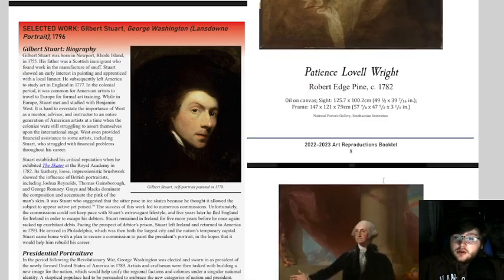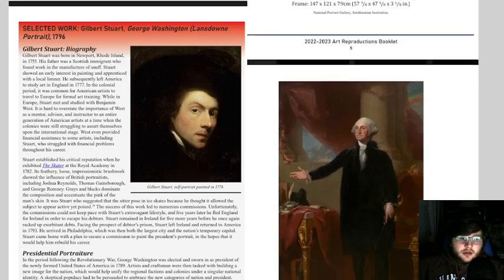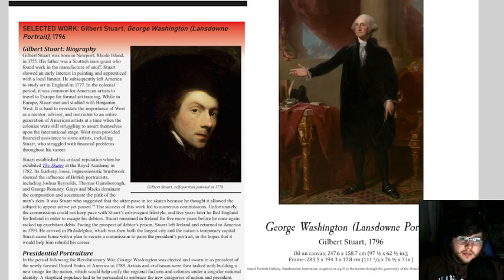Selected work: Gilbert Stuart, George Washington, Lansdowne portrait. Gilbert Stuart biography. Gilbert Stuart was born in Newport, Rhode Island in 1755. His father was a Scottish immigrant who found work in the manufacture of snuff.